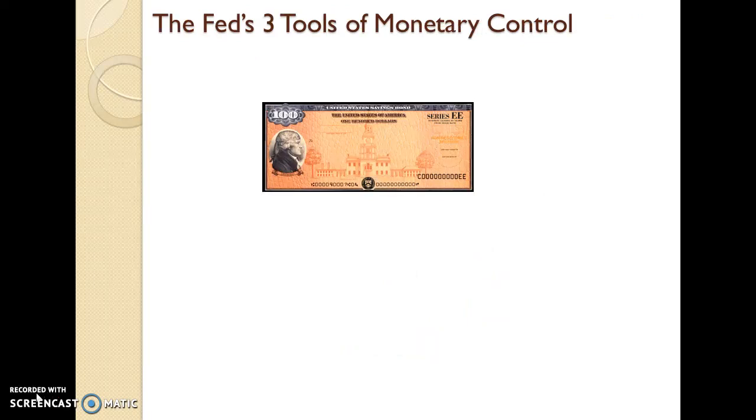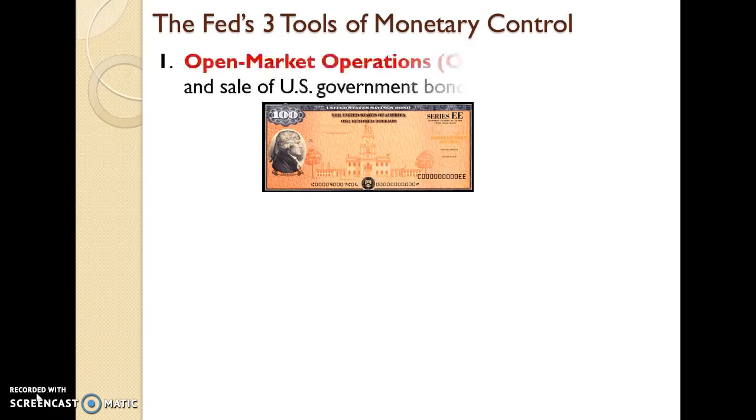Okay, the Federal Reserve has three things that they use to control the money supply. It's not just a matter of giving money to banks. It's a complicated process, and so there are three things that they use to increase or decrease the money supply. The first is called open market operations. They control the purchase and sale of government bonds, which we talked about in Unit 1.